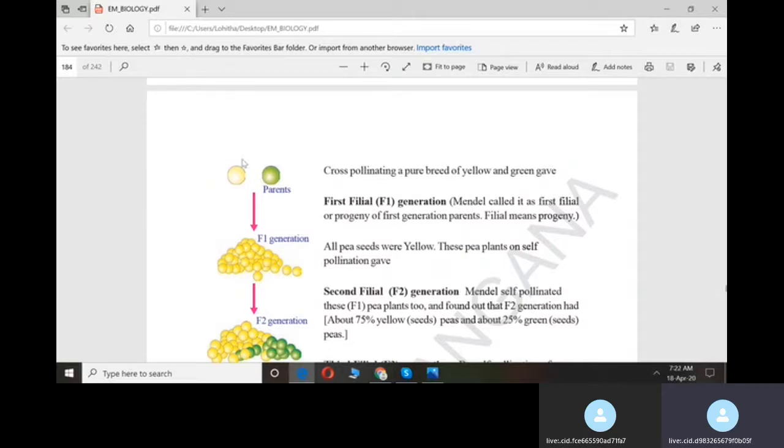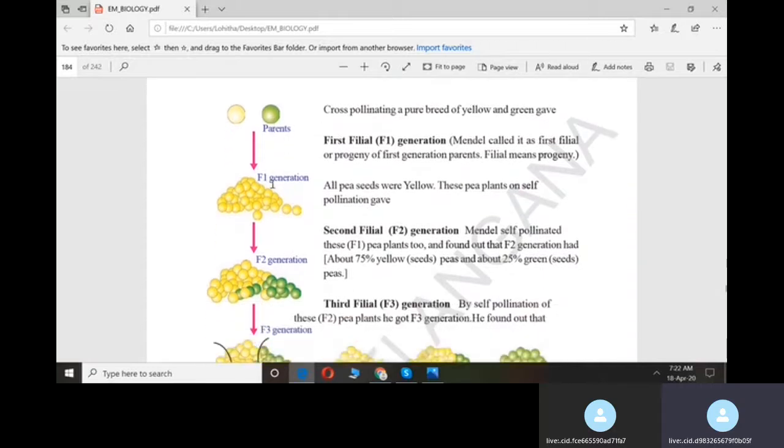The offspring, progeny means offspring, that he got from the first filial generation, or F1 generation, were all round. Say capital T and small t. He got capital T, small t, all of them, and all are yellow in color. This means capital T, which shows the dominant character, and small t is not showing any color in the F1 generation. That is why we call this a recessive character.